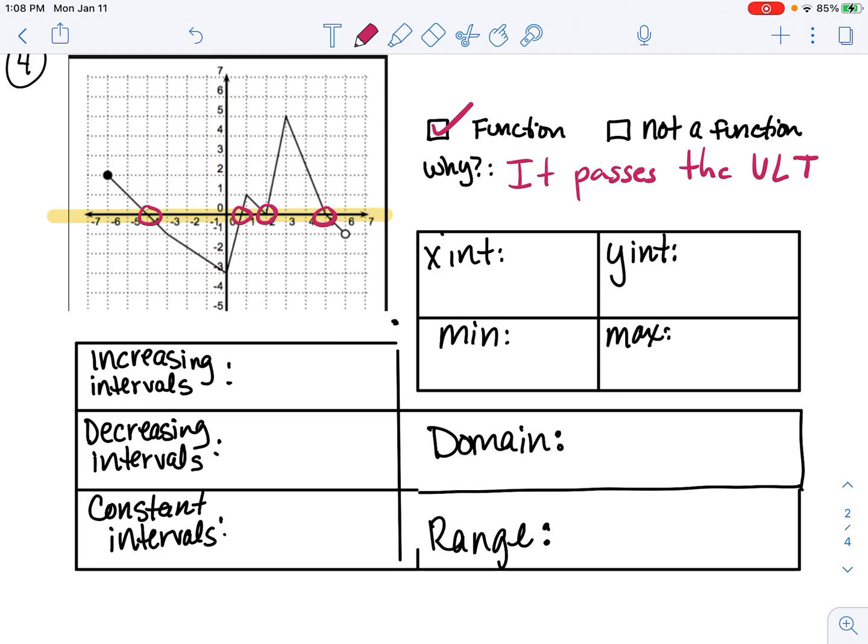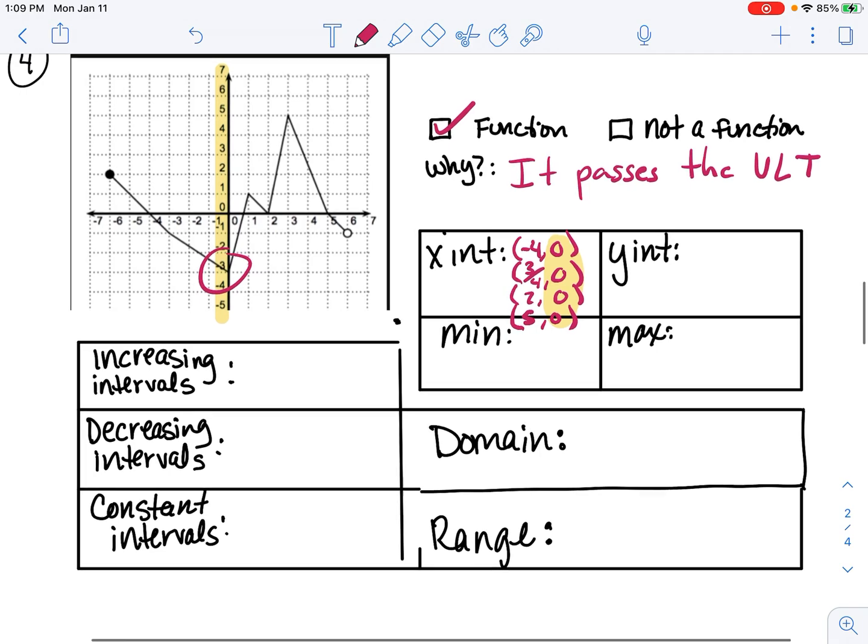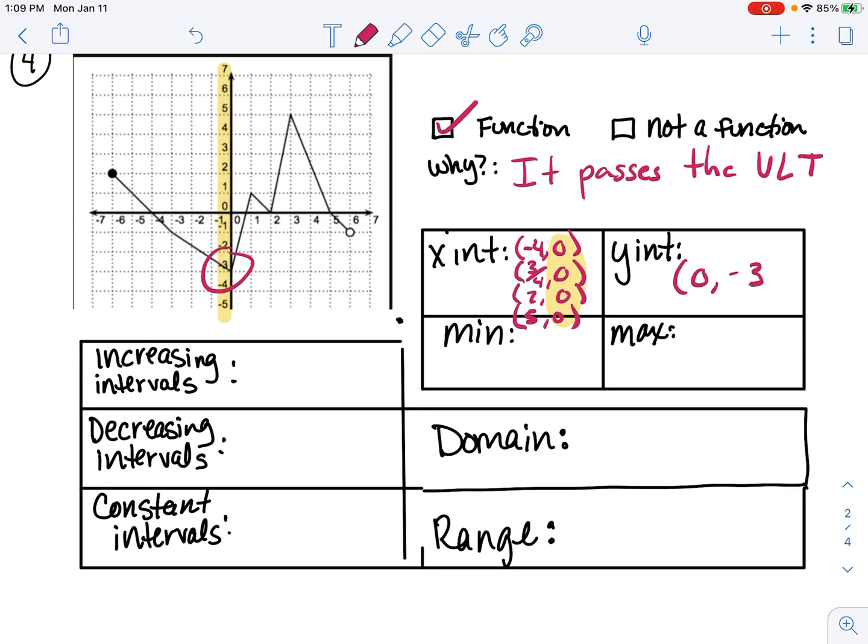So we have, it looks like, (-4, 0). Looks like maybe (3/4, 0), (2, 0), and (5, 0). Notice how my y is always 0. The y-intercept, however, is when it crosses the y-axis. And this one only crosses at (0, -3).